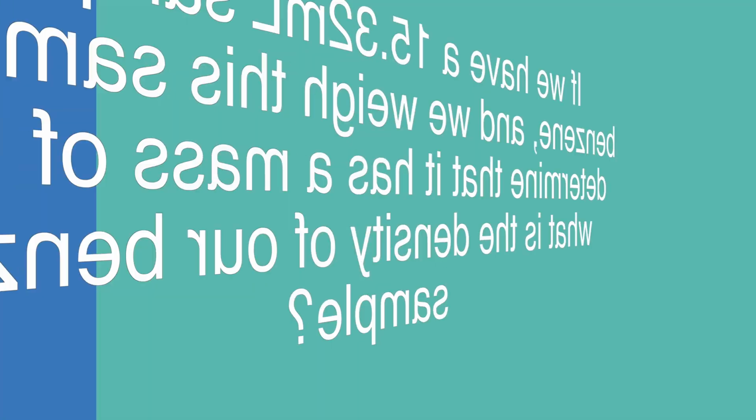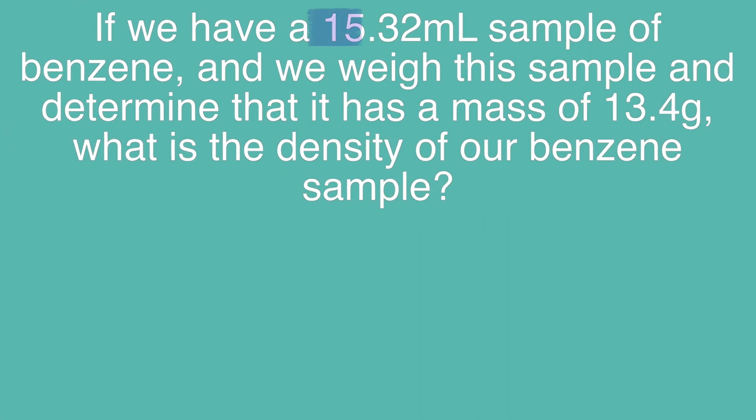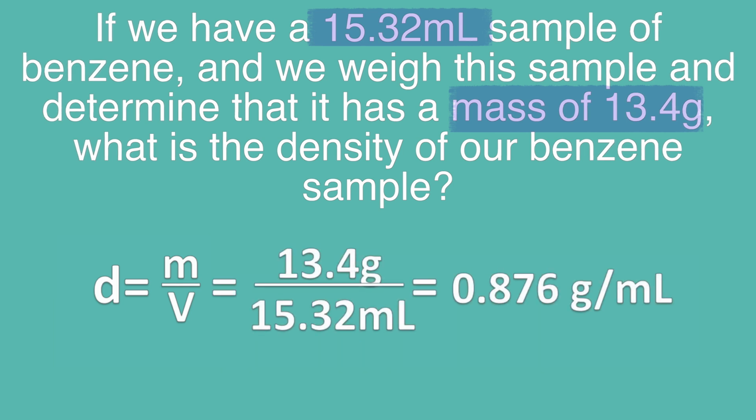Let's do an example for calculating density. If we have a 15.32 milliliter sample of benzene, we weigh the sample and determine that it has a mass of 13.4 grams. What is the density of our benzene sample? So looking at our formula for density, all we have to do is divide our mass of 13.4 grams by our volume, which is 15.32 milliliters, and we find that the density of benzene is 0.876 grams per milliliter.